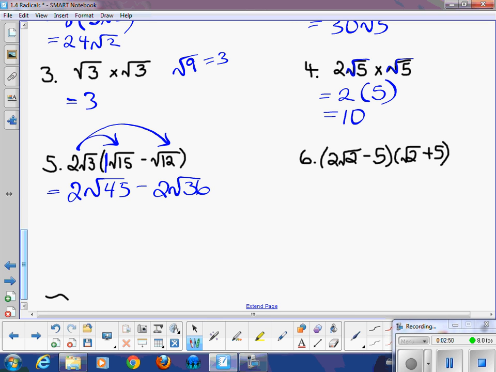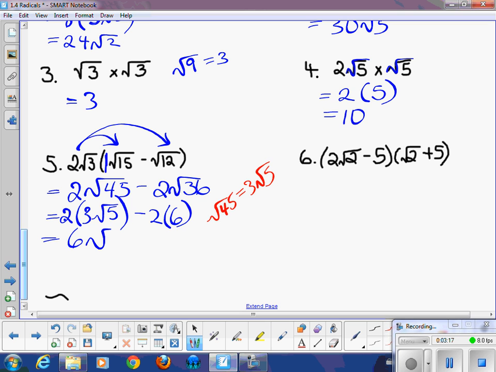Okay, so now again, I need to put them in lowest mixed form. So if I look at square root 45, square root 45 is the same as 9 times 5, so that would be 3 root 5. So I have 2 here, I have 3 root 5. And if I look at the next one, the square root of 36, perfect square, people, it's 6. So just finishing up, 2 times the 3 is going to be 6 square root 5 minus 12.